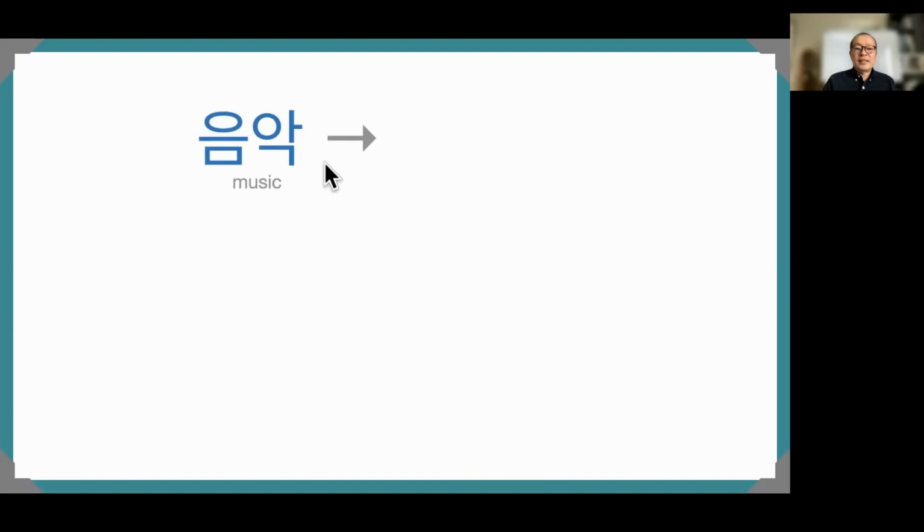Okay, can you read this? 음악. This one moves here, right? So, 음악. In writing, we should write like this, okay? But in pronunciation, when we read or speak, we pronounce it like this. So please don't get confused. In writing, you should write like this. But when we read, we pronounce it 음악, like this.